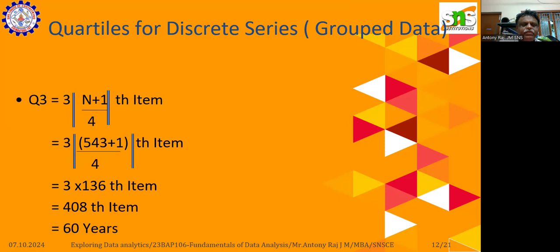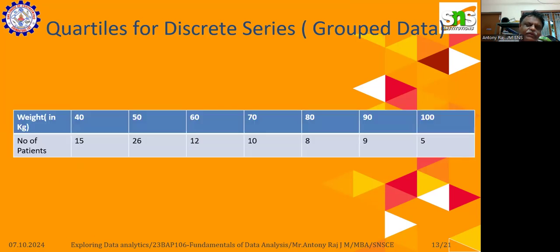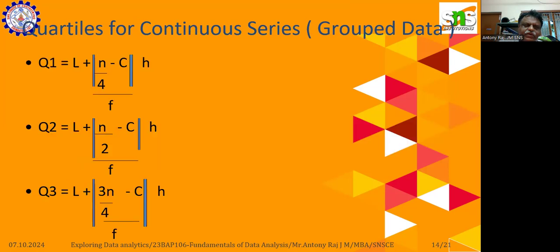So we have 3 cutoff points, Q1, Q2, and Q3, which give an idea of the cutoff points within the data set. With these boundaries, we can work out all the points in relation to these three boundary points. Similarly, we can work out one more sum on the discrete series based on grouped data, where weight is given and the number of patients is also given.